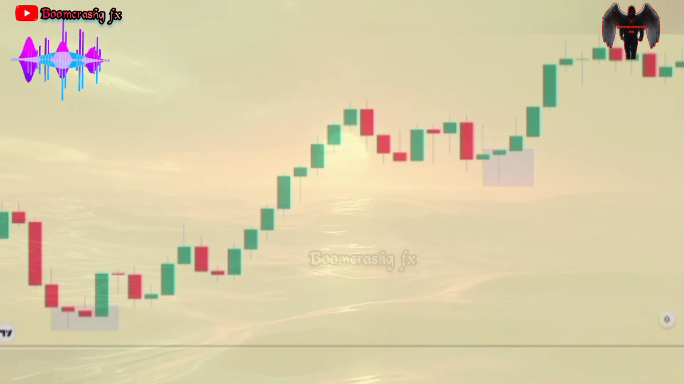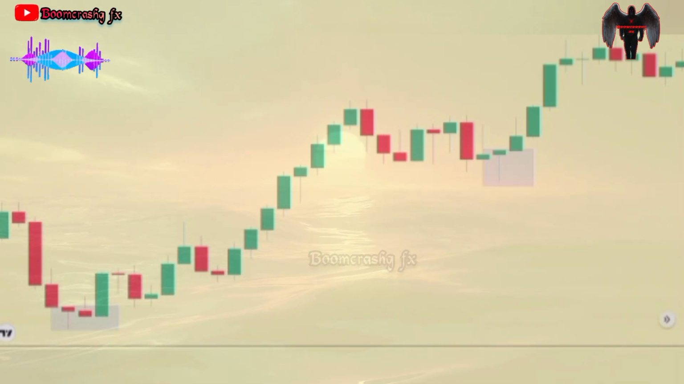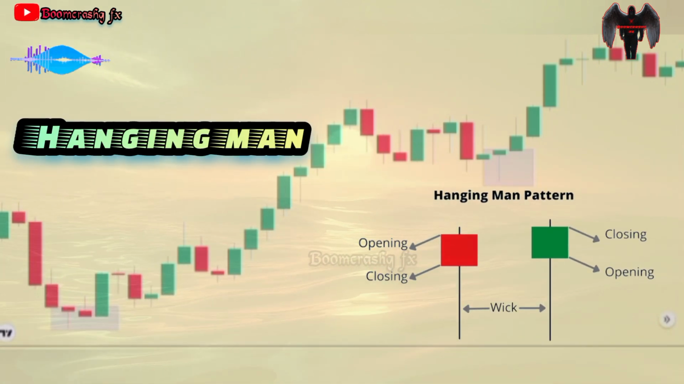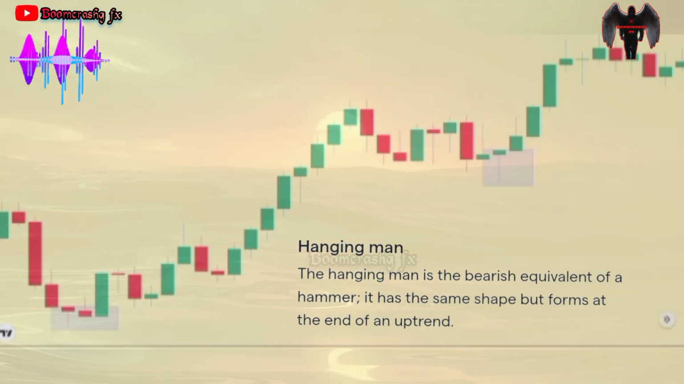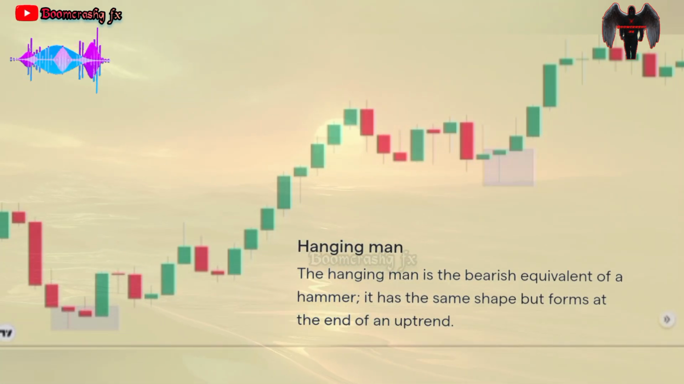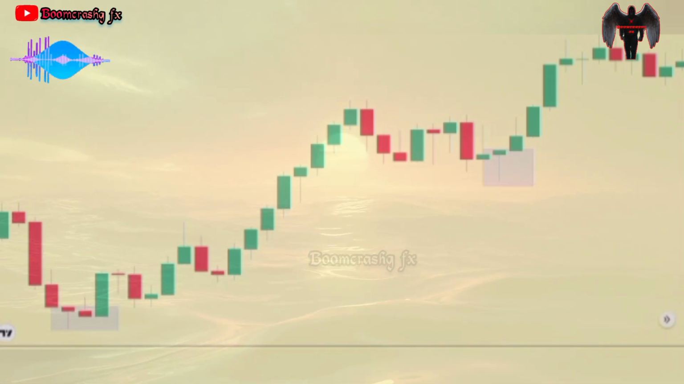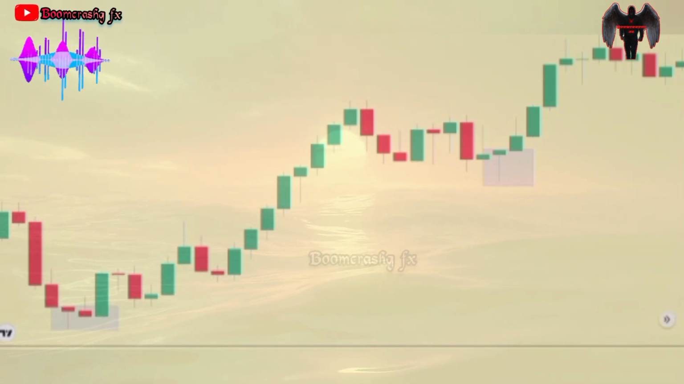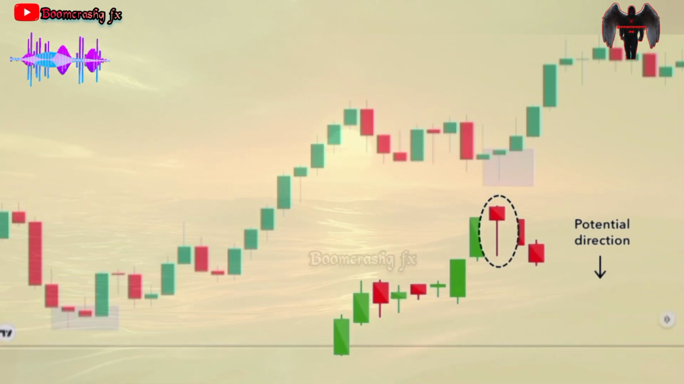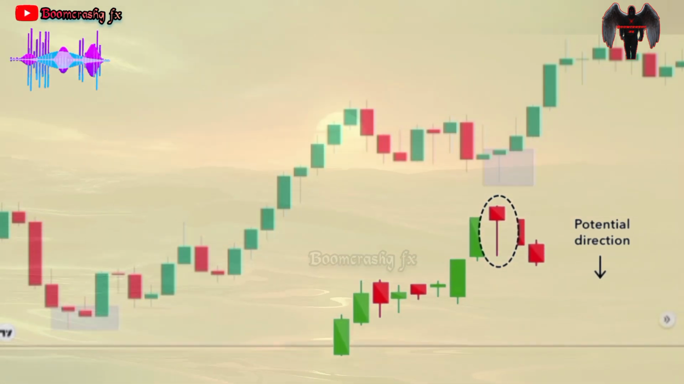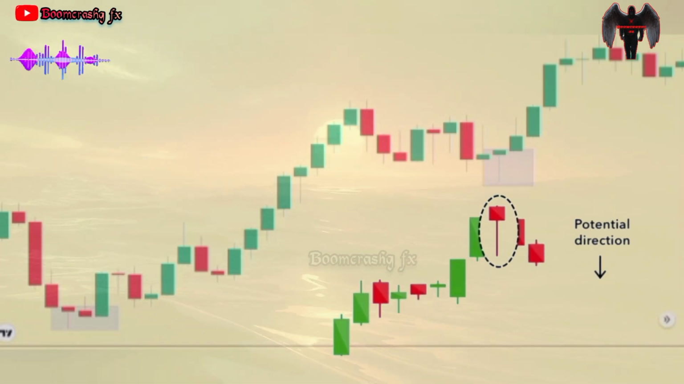The other candlestick pattern, which is kind of the opposite of this hammer, is the hanging man. So what is the hanging man? The hanging man is the bearish equivalent of the hammer, totally the same shape, but the difference is that this happens at the end of an uptrend, telling us that sellers are coming into play, gaining momentum, and pushing the price down.